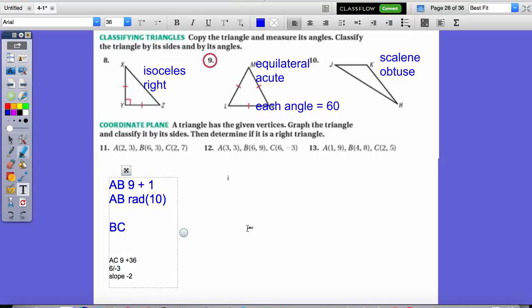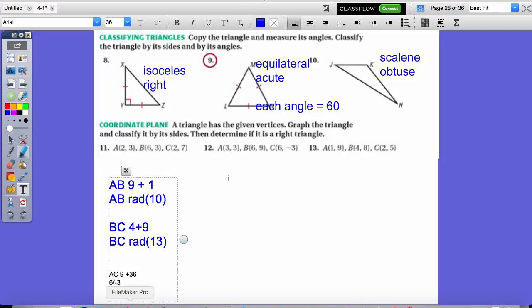BC. 4 minus 2 is 2 squared is 4 plus 8 minus 5 is 3, and then 3 squared is 9. So BC is a square root or radical 13.